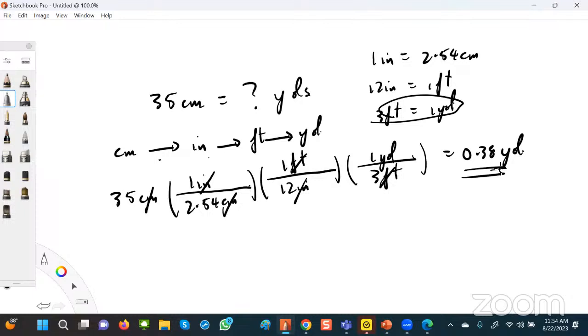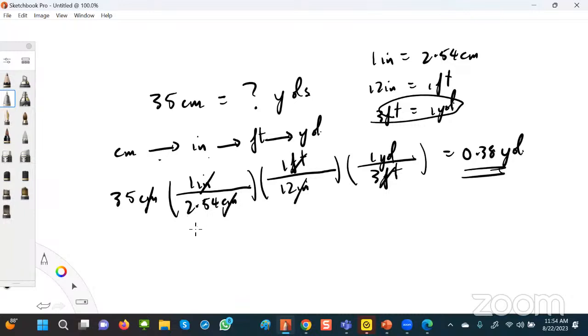Okay, any questions about this? Yes, sir? So I do have a question real quick. So for the final answer, you would round off to 2 significant figures. Why wouldn't, because 3 feet is 1 significant figure, so why wouldn't it be 0.3 instead of 0.38?